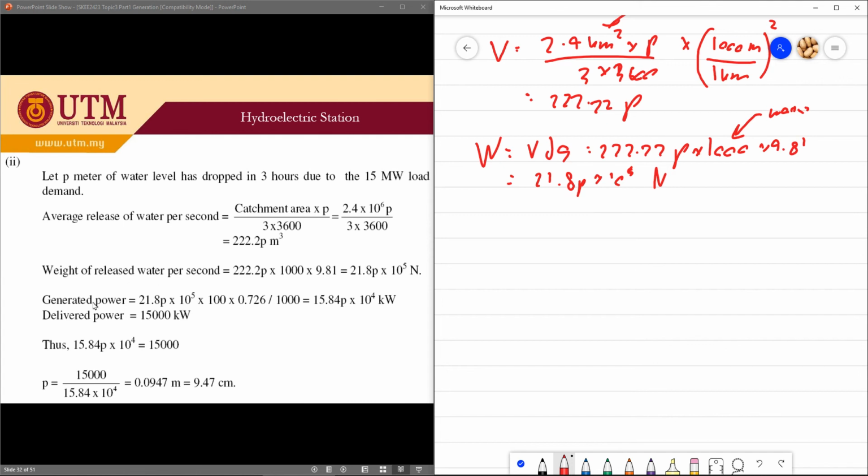The generated power is, if you recall back, E hydro is equal to weight multiplied by the height.